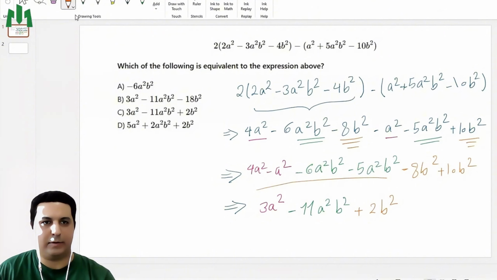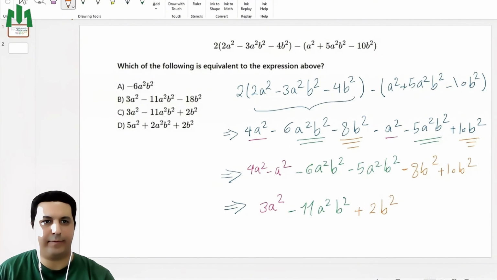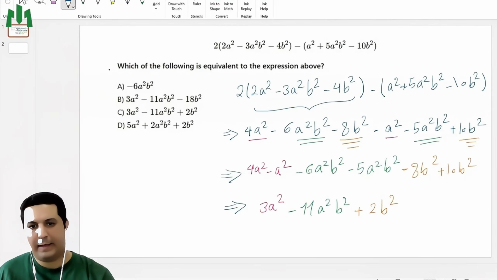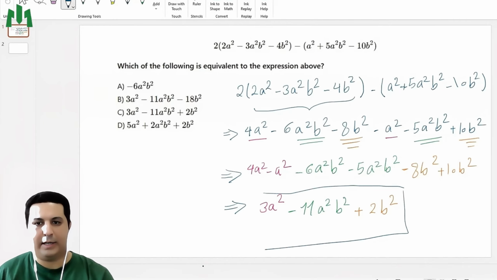Wait a minute, I'm going to change the color. So this is the final answer. And as you see, 3a2 minus 11a2b2 plus 2b2. As you see, C is the right answer.